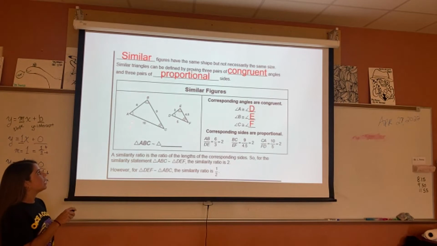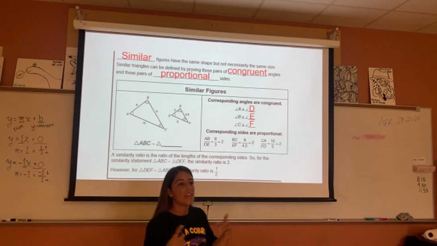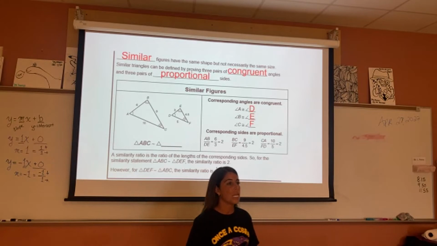That just means if they tell me that these two triangles are similar and A is a 50-degree angle, I know D is a 50-degree angle too. I don't have to do any math. The angle measures aren't changing.